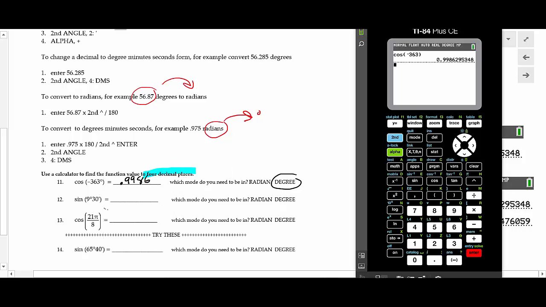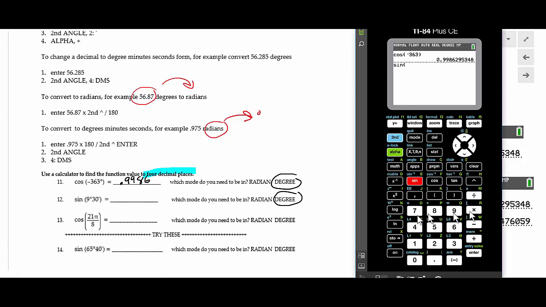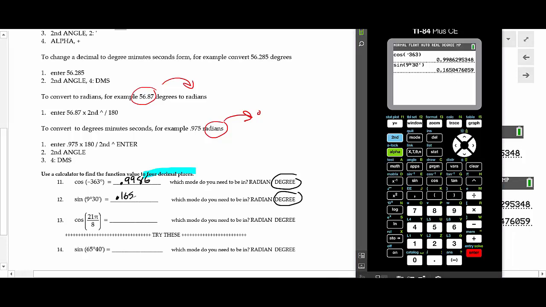Okay, the next one, number 12, again, we're dealing with degrees, so you want to be in degree mode. So you're going to press sine this time, and then you put in the 9 degrees. Okay, and you can do it like this if you want to. You can go second, get the angle to come up, get degrees to come up, and then put in 30 minutes. So you can get your angle command to go up, and then go to option 2. So you can put it in like that if you want to. Press enter, and then we'll round that to 4 decimals, so 1650. So I'll just record that as 0.1650.